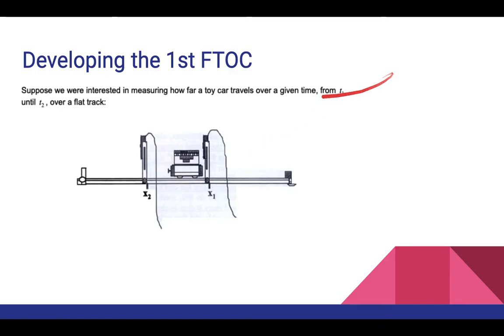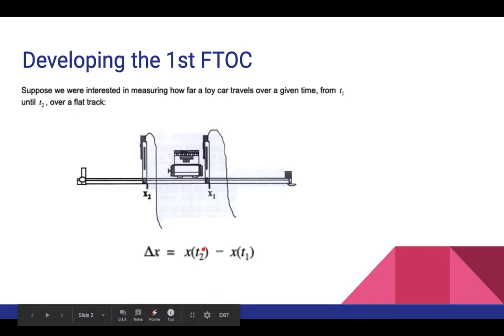Suppose we're interested in measuring how far a toy car travels over a given time interval, from let's say t1 until t2, over a flat track. This is what we did in our inquiry activity. The most straightforward way would be to measure the initial position of the car at t1 and the final position at t2, and then take the difference in those positions. Delta x equals x of t2 minus x of t1.